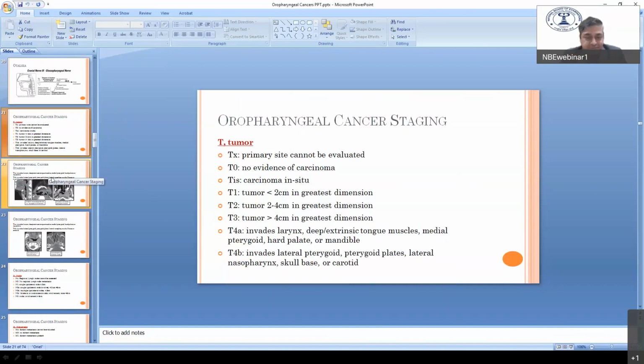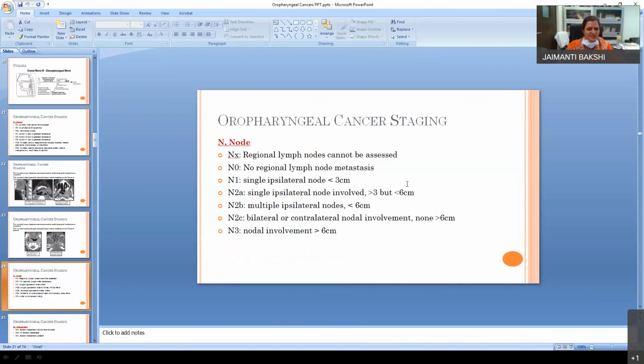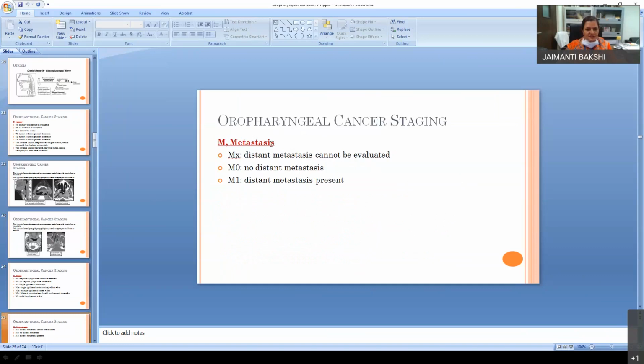Okay, this is T staging, primary tumor staging. This is nodal staging, and this is M staging.